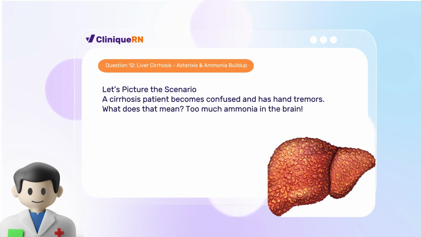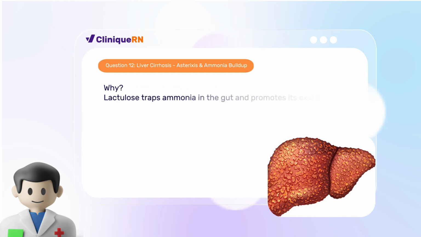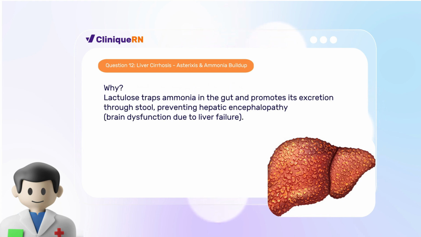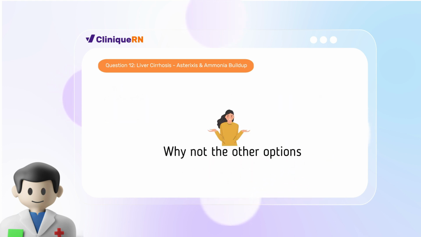Let's picture the scenario. A cirrhosis patient becomes confused and has hand tremors. What does that mean? Too much ammonia in the brain. The correct answer is B. Lactulose. Why? Lactulose traps ammonia in the gut and promotes its excretion through stool, preventing hepatic encephalopathy, brain dysfunction due to liver failure.